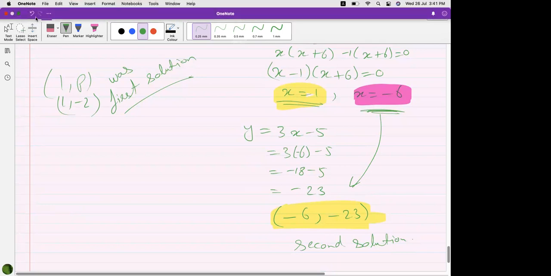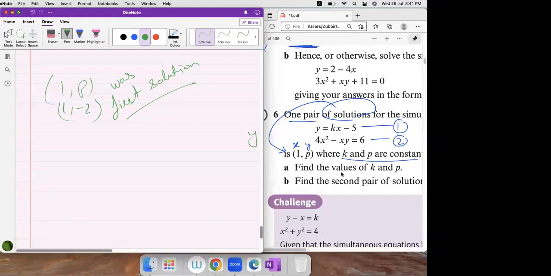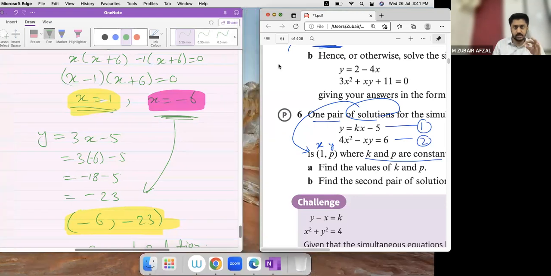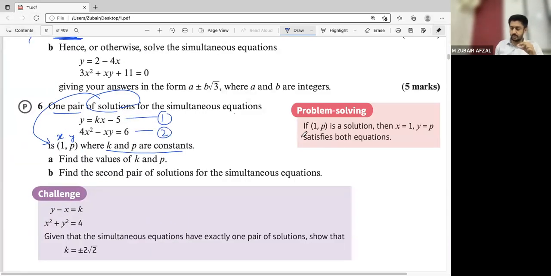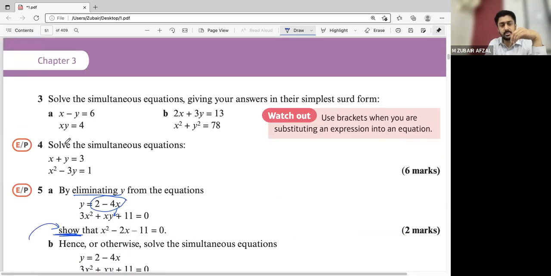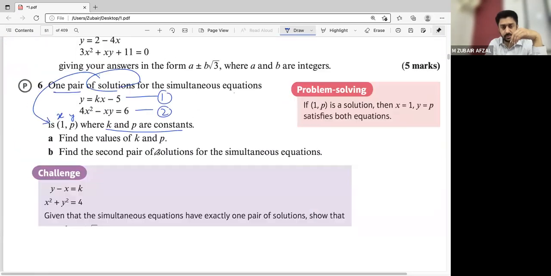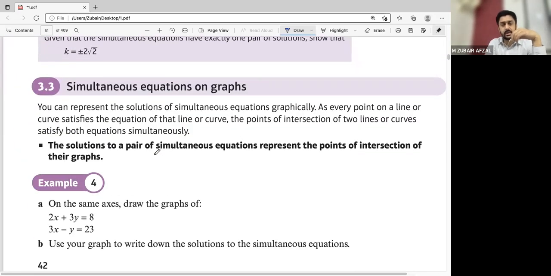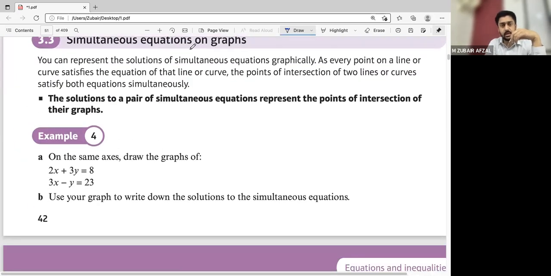Okay, this was related to elimination and substitution of simultaneous equations. We always have two unknowns. If there are more than two unknowns, more data is given. In this case, K was unknown, so some data was given. In previous questions, P and K were unknown, and some data was given. We definitely need some practice. Our next task would be simultaneous equations on graphs.